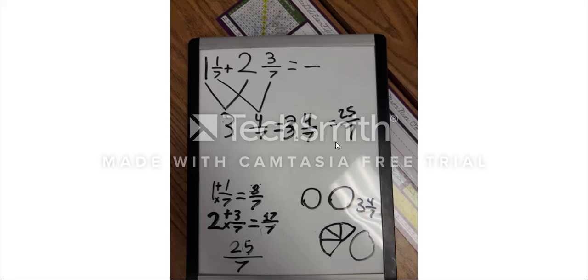She was able to make the connection between this answer and the answer up here. She saw the 25 represented the individual pieces, and the 7 was the number of sections the whole was cut into.